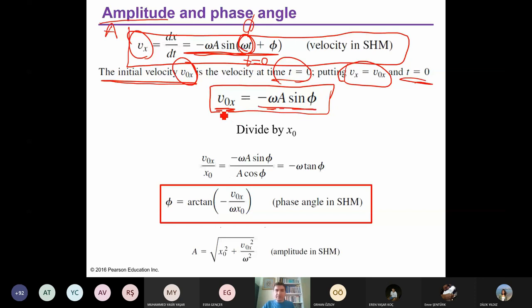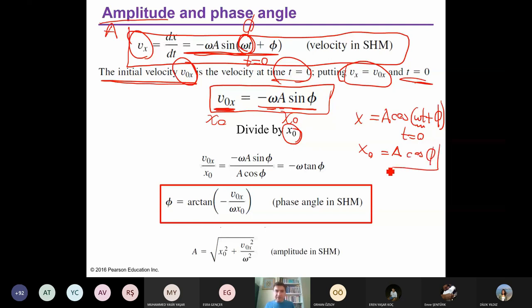If you divide this equation by x zero, what is x zero? Initial position. So how to find the initial position? X is given with A cosine omega t plus phi. We have done it in the past. And if time is zero, then this term will be zero. Then x zero, when the time is zero, is given with A cosine phi, right? So you divide this term by x zero, and just put here A cosine phi when the time is zero.